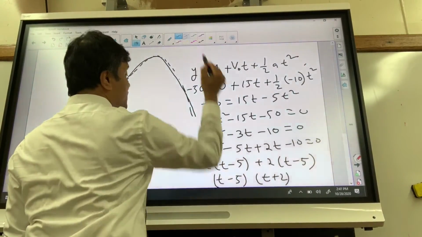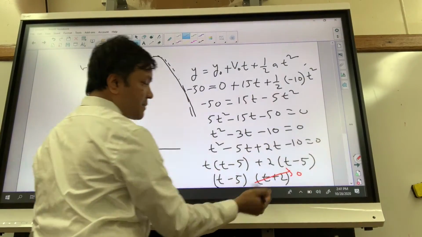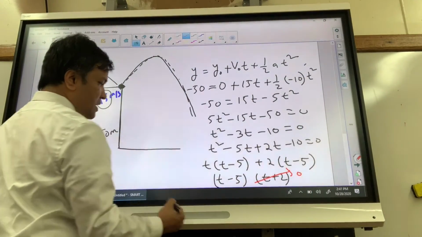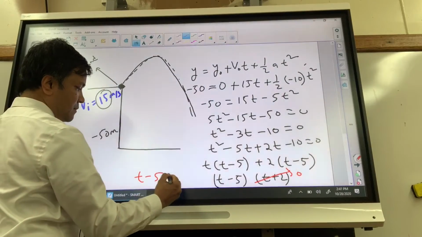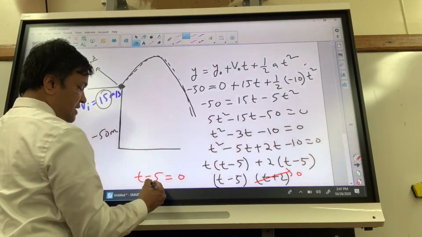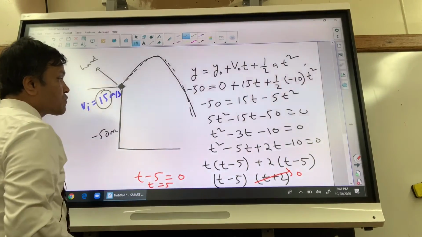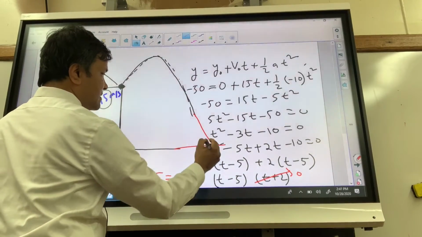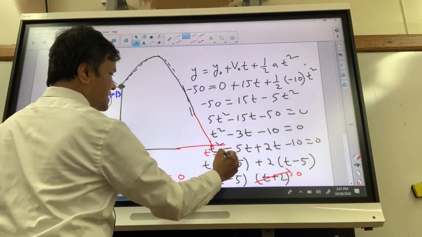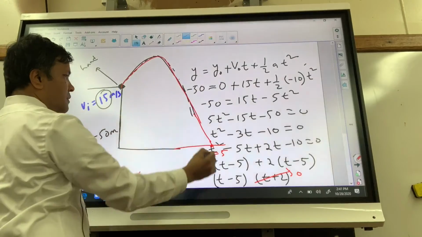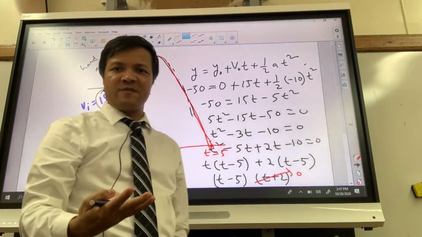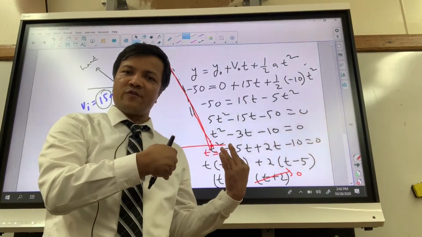So t plus 2 gives an extraneous root because the time cannot be negative. So t minus 5 is 0, then t is 5. So yes, it took 5 seconds. How long was the ball in the air? 5 seconds.